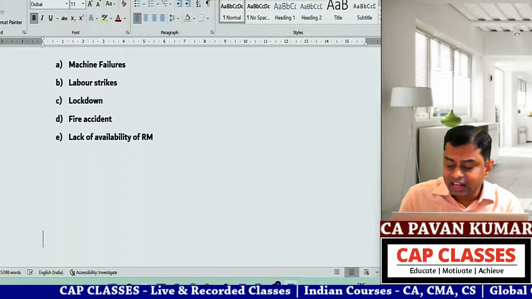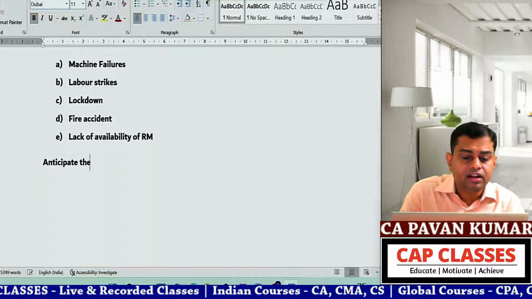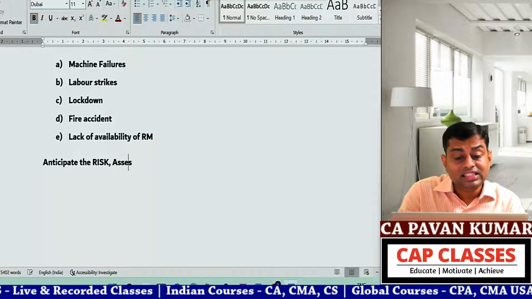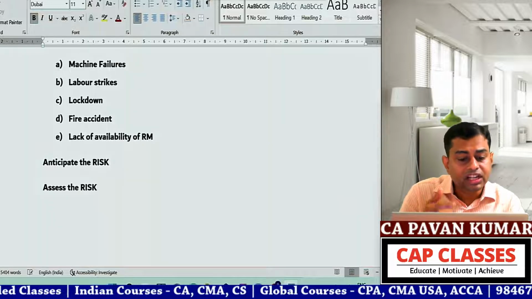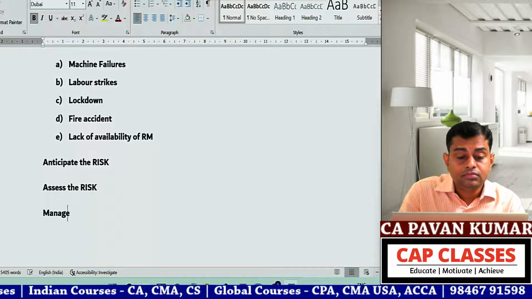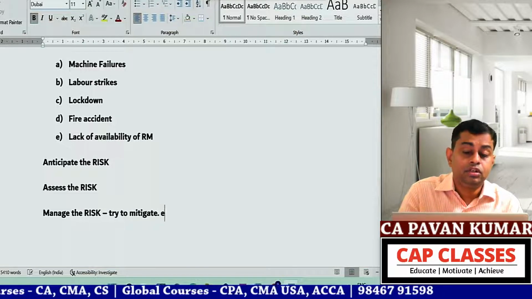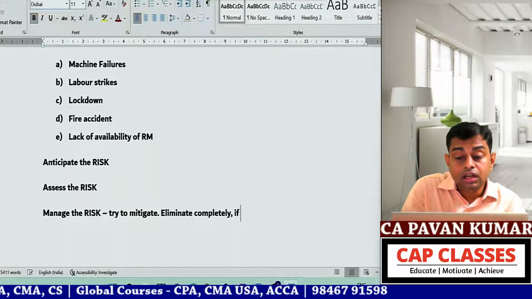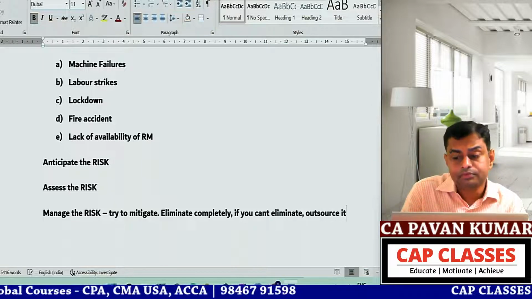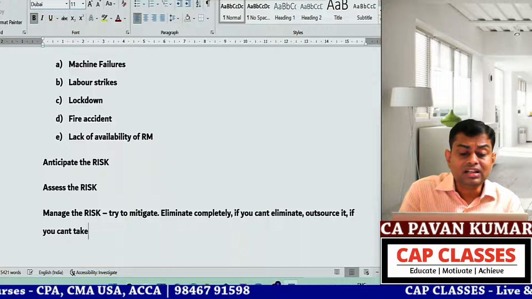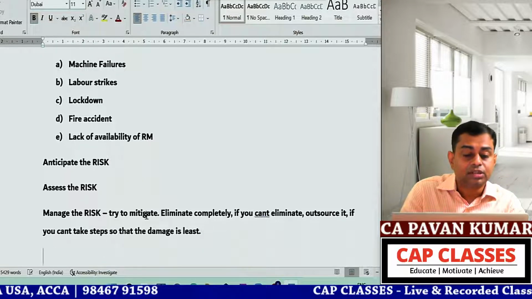So, what the entity has to do is anticipate the risk, assess the risk, manage the risk. That means try to mitigate, eliminate completely. If you can't eliminate, outsource it. If you can't, take steps so that the damage is least. This is called enterprise risk management.